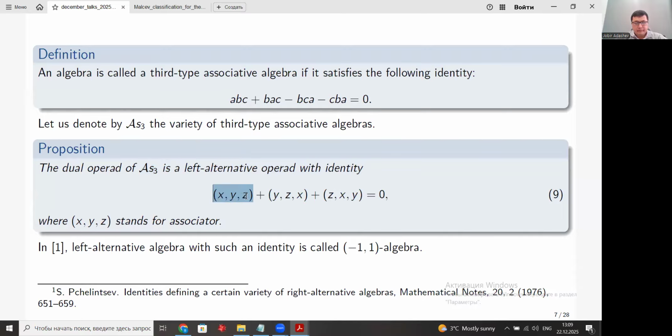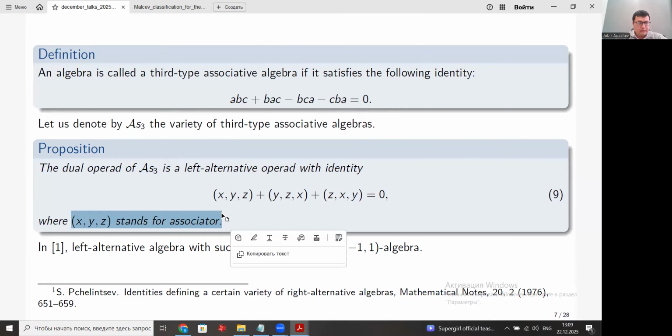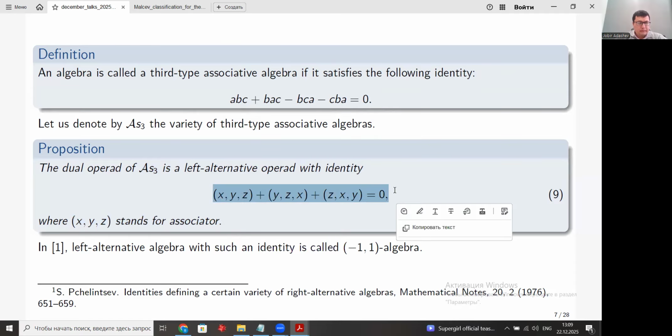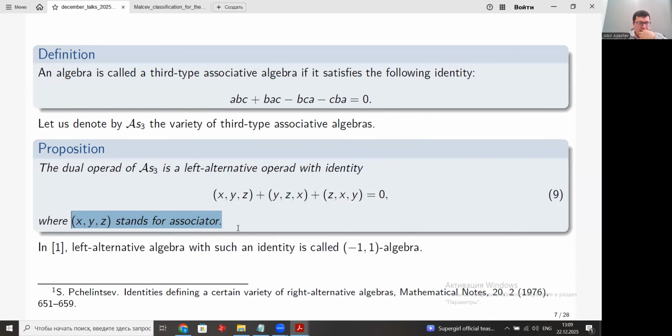In that identity, each bracket stands for the associator. And you see that this identity looks like a Jacobi identity, but relative to associators: XYZ, YZX, ZXY. Also this left alternative algebra with the following identity is a known object. This algebra was first considered by Chelyntsev.